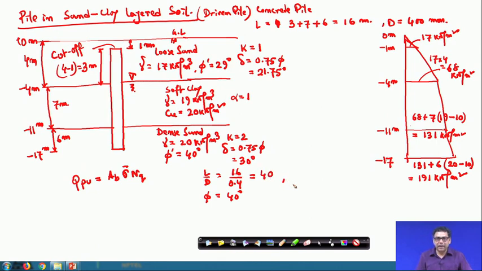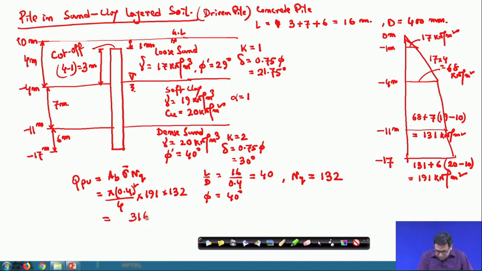Corresponding to the chart, and I am using this Tomlinson solution, that means where I will get the n q value from that chart is equal to 132. So, my q p u is pi d square by 4 into sigma bar, that is the base, 191, and then n q is 132. So, this value is equal to 3167 kilonewton. So, this value in kilonewton is the Q P U.